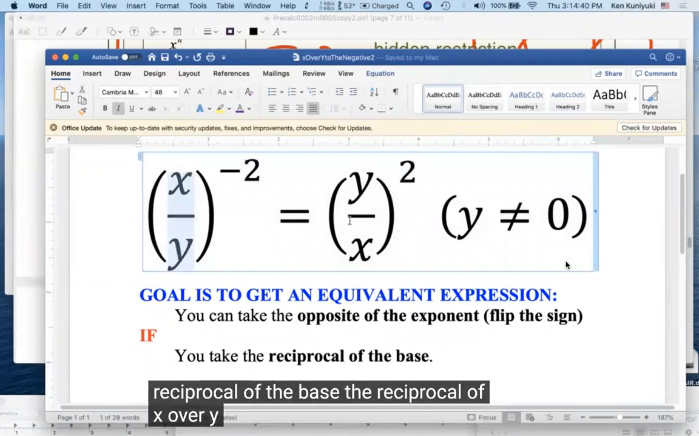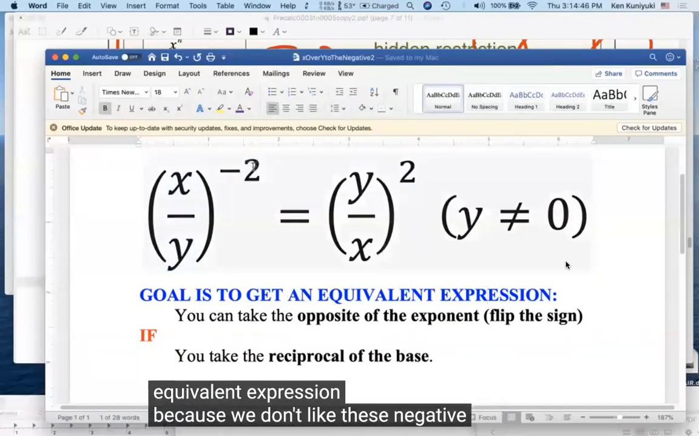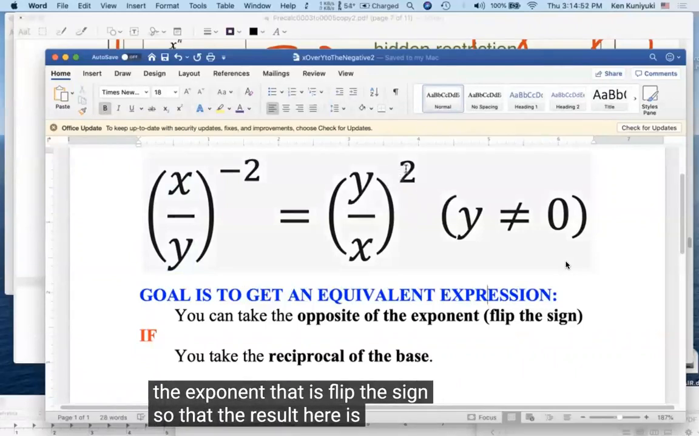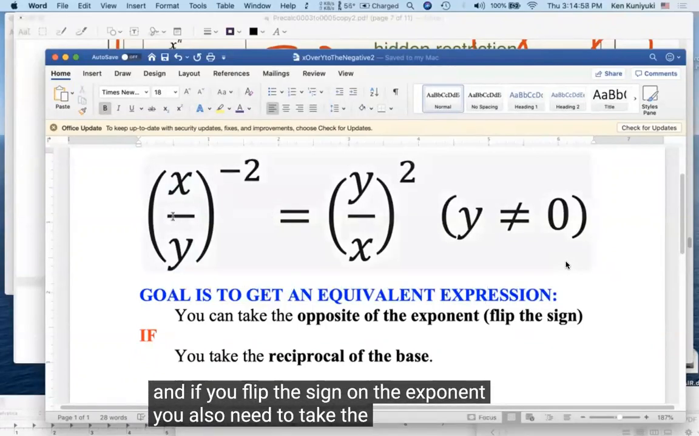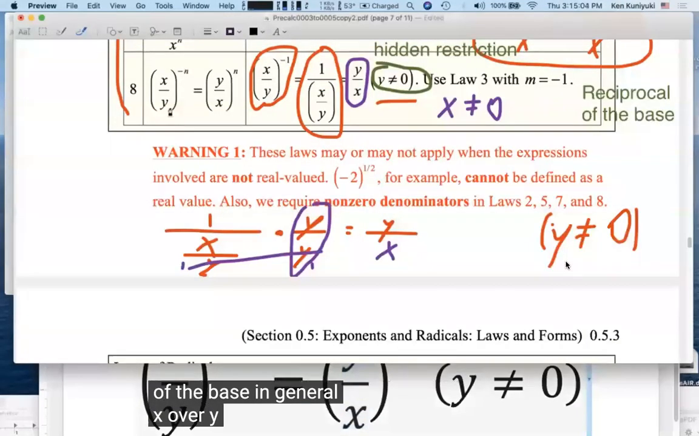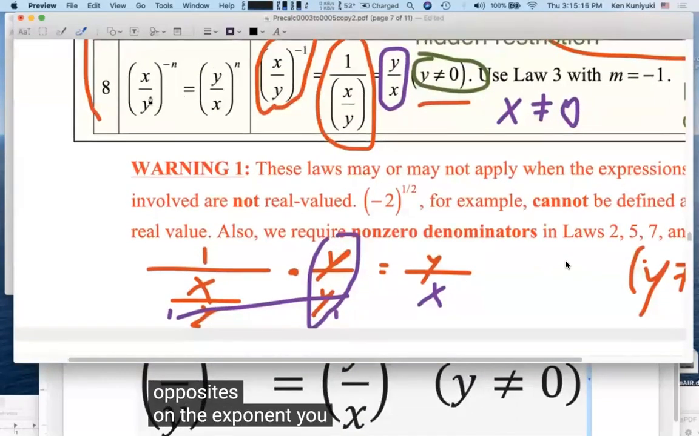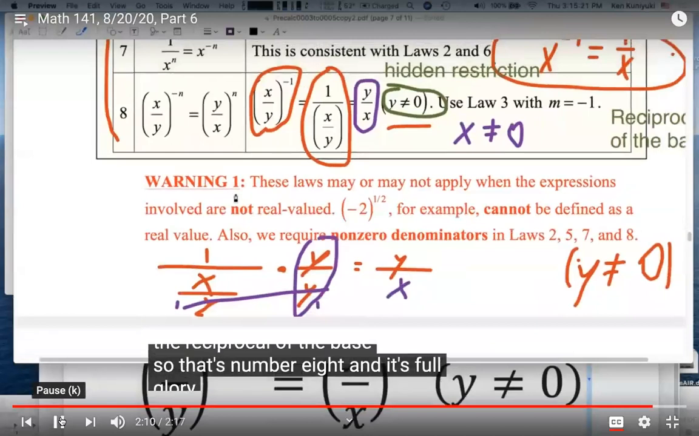The reciprocal of x over y is y over x. So again, to get an equivalent expression, because we don't like these negative exponents, you can take the opposite of the exponent, that is, flip the sign, so that the result here is positive. And if you flip the sign on the exponent, you also need to take the reciprocal of the base. In general, x over y all to the opposite of n is equivalent to y over x all to the n. To flip the sign on the exponent, to take opposites on the exponent, you also have to take the reciprocal of the base. So that's number 8 in its full glory for laws of exponents.